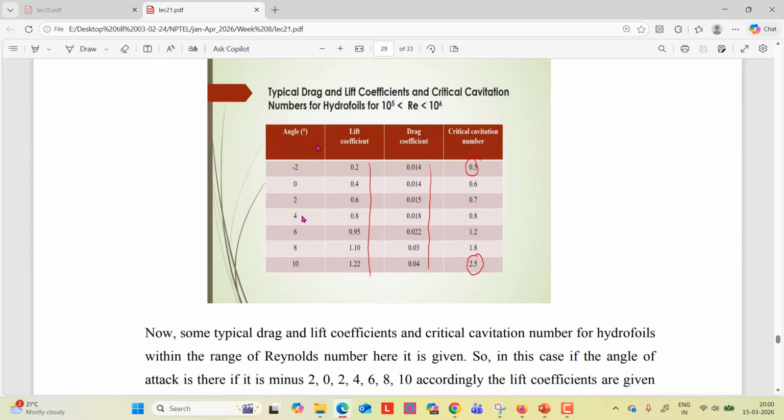So there are some examples: typical Rankine lift coefficient and critical cavitation numbers for a hydrofoil.